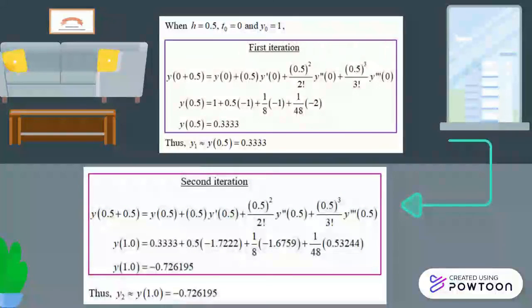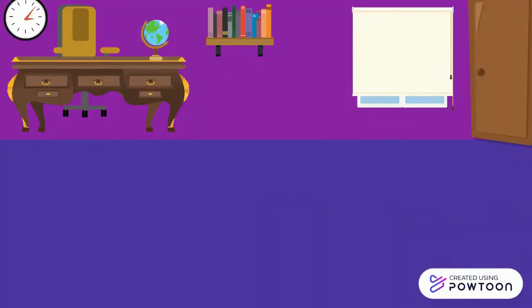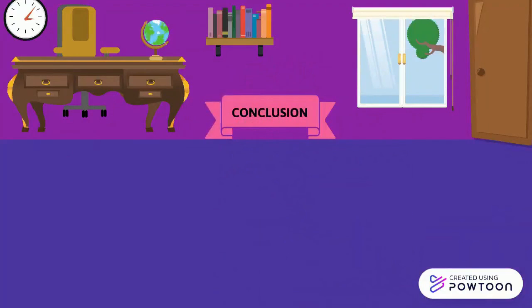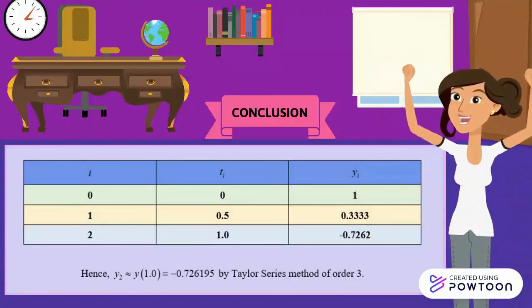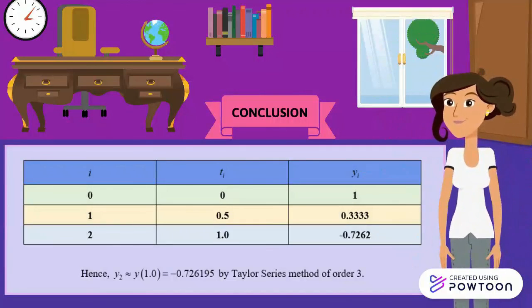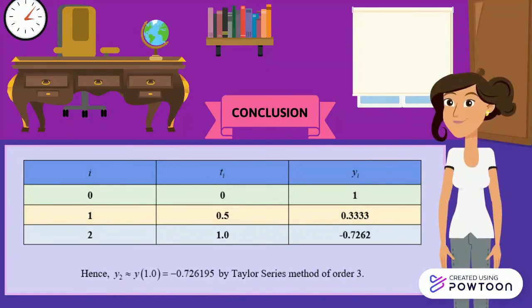whereas from the second iteration, we get y equals negative 0.726195 when x equals 1.0. In conclusion, we have tabulated the results in the form of a table and have successfully obtained y equals negative 0.726195 when x equals 1 by using the Taylor series method of order 3.